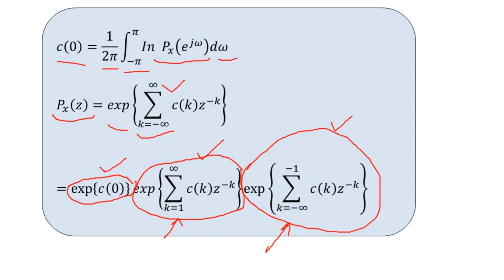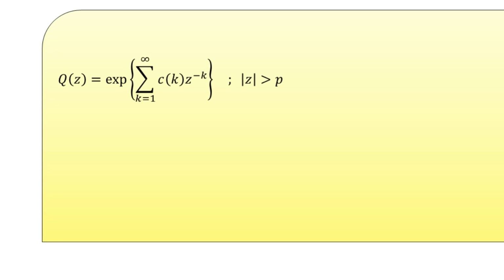Now, from this representation, the second component, the middle one, gives the representation of the exponential of the summation over k equal to 1 to infinity of c[k] z^{-k}, provided |z| is greater than ρ. This is nothing but the representation of capital Q(z). At the very beginning, we stated what exactly the spectral factorization is. So this is the middle factor we have represented.